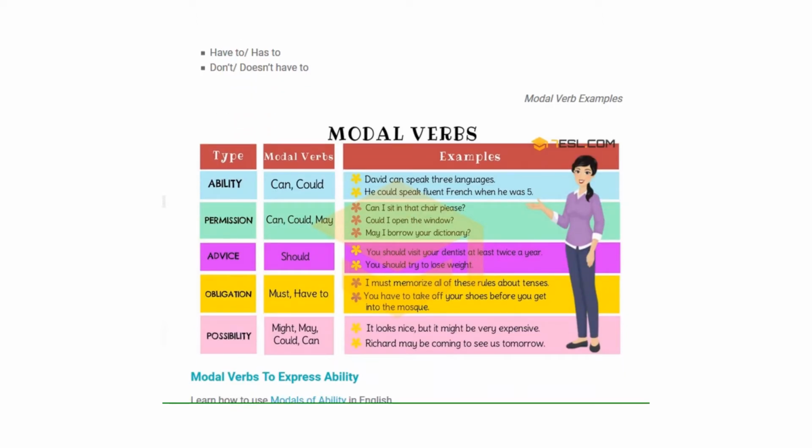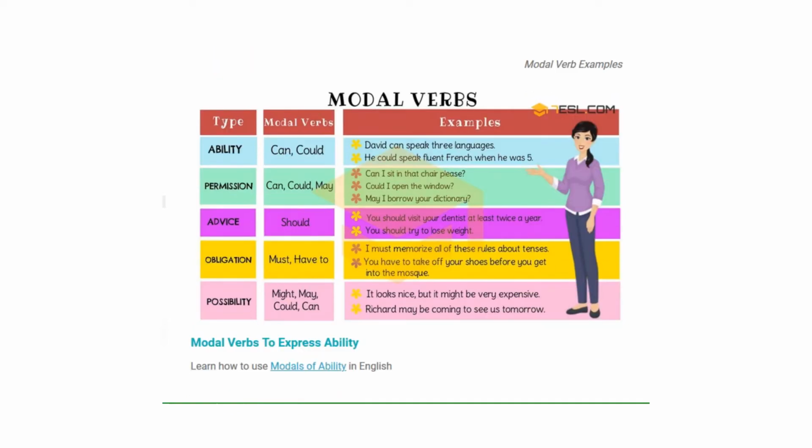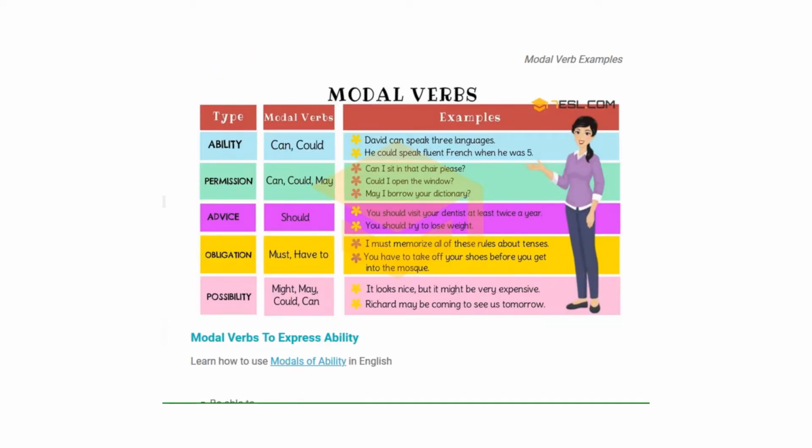So we have the modal verb and the function or type. So for ability, we use can or could. For example, we say David can speak 3 languages. He could speak fluent French when he was 5. So this is the ability.